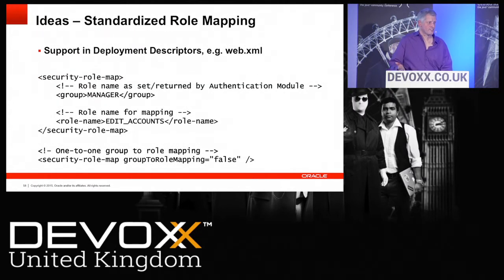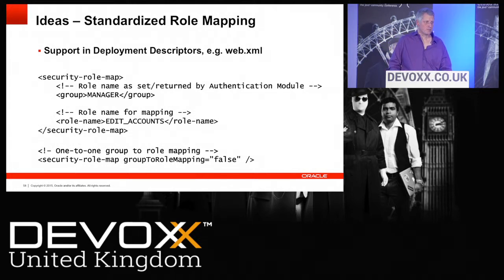The simplest way to do the standardized role mapping is to define it in, let's say, web.xml. Provide a way so that you have a security-role-map element, and then be able to map a group and a role in a way that's portable, not in, let's say, the WebLogic XML or GlassFish XML.